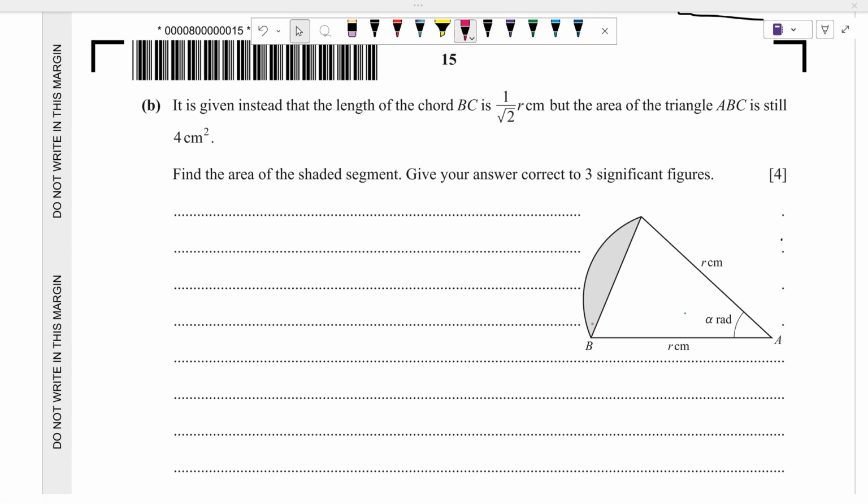So this is the chord which has the length equal to r over root 2, and we know that this side is equal to small a, this side is equal to b, and this side is equal to c, and we have the angle of A, which is alpha. So we need to find alpha. Alpha can be found using the cosine formula.